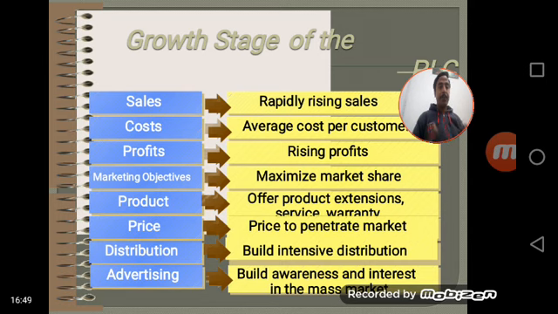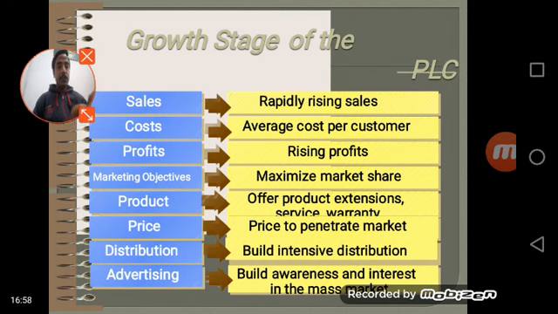So sales will rise rapidly in these stages, and the cost will be higher in the first introduction stage. The cost will be higher, but in growth stage the cost for the customer will be average. Clear? Profit will be rising, as I have already explained. There is a direct relationship between sales and profit. If sales increase, your profit will increase. Okay, so if you go to your product life cycle chart, you will see that from the growth stage, the red line, that is the profit or loss line, starts showing the profit.